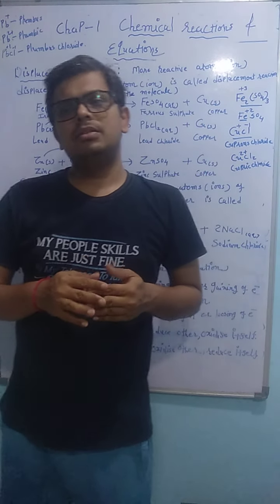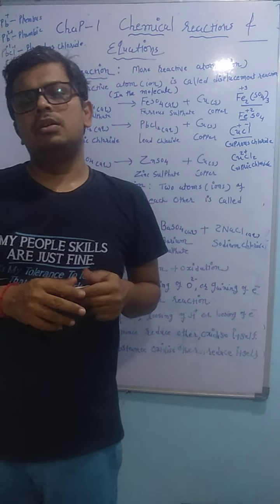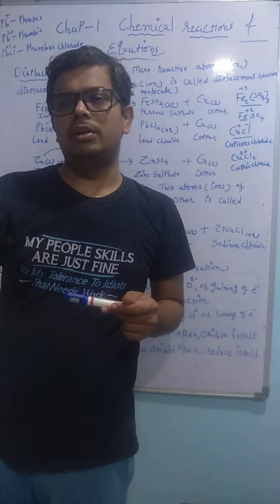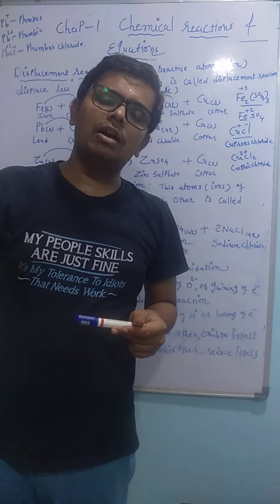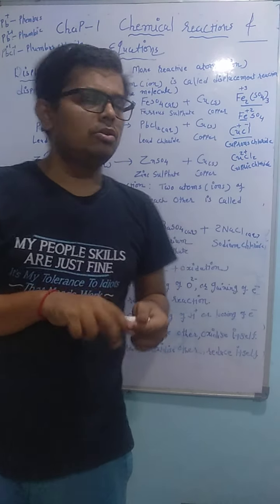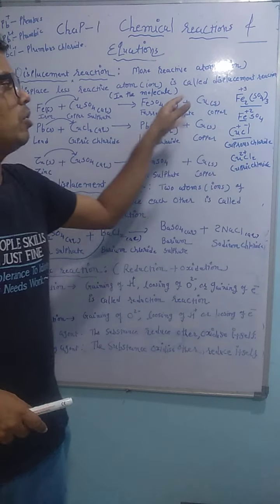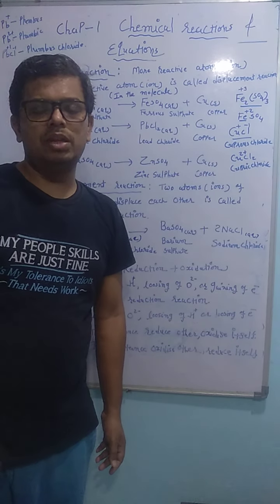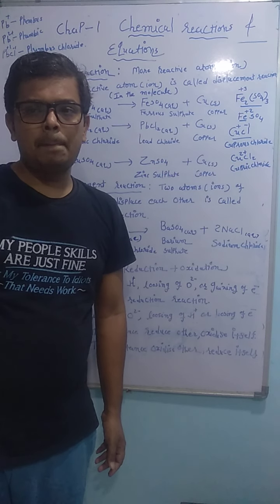Forward reaction means the reaction in which reactants convert into products, and products never convert into reactants again. So the examples given here are all forward reactions. Reaction never takes place in the backward direction. So they all are called the forward reaction.